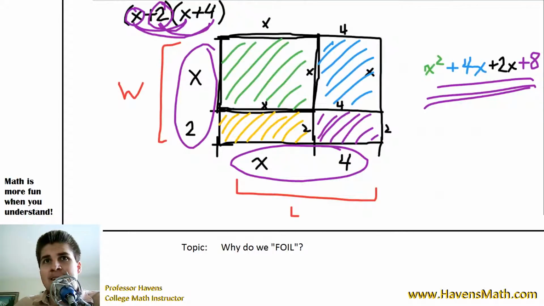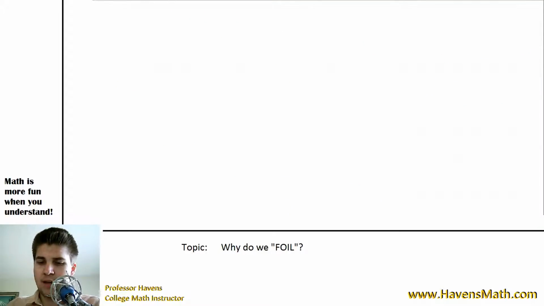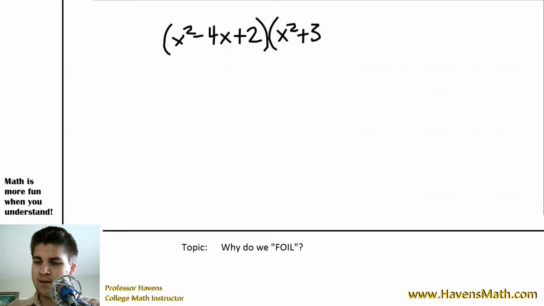And this can be extended past FOILing, like if you had a trinomial times another trinomial, like a 3-term times another 3-term. How do you do that? So let's just make up a quick example of that to end this video with. Let's say we had x squared minus 4x plus 2, and that's times x squared plus 3x minus 5.